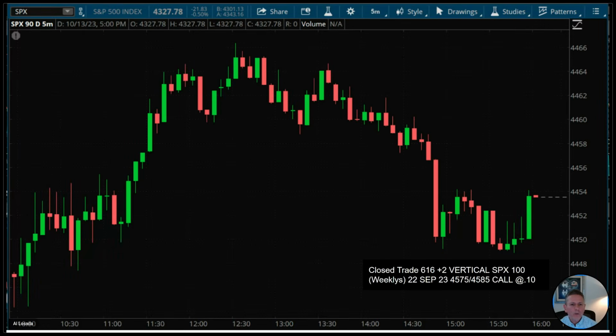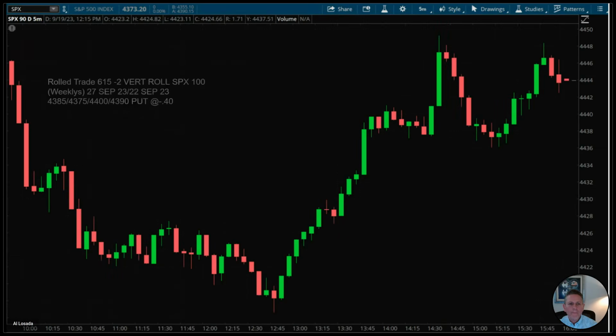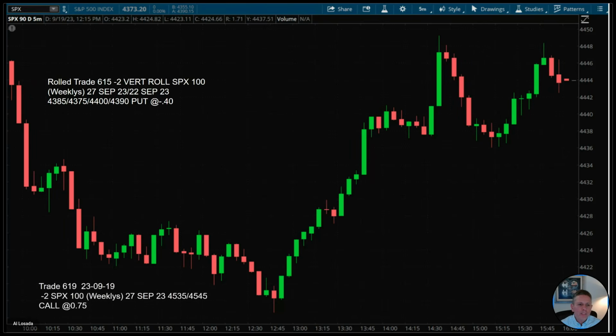So the market went down, it closed, and we closed the call spread at 10 cents. Then we added a put spread at 70 cents, and now the premium is $1.30. At that point we rolled the position, and now we got a debit of 40 cents. Okay, and then we put on a call spread for 75 cents.